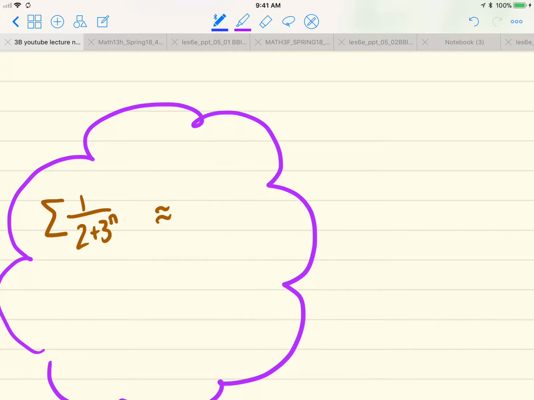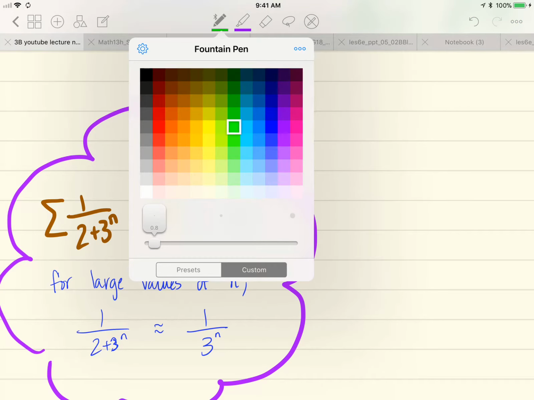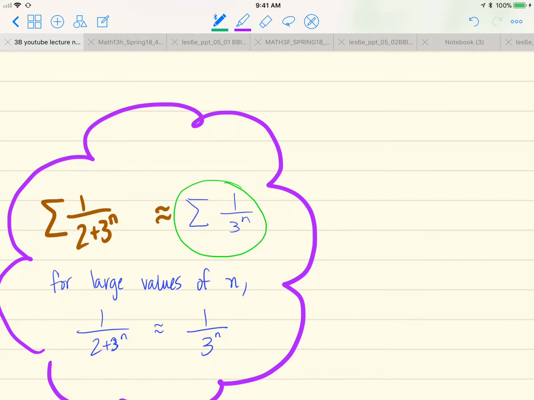A reasonable answer would be to say, oh, it looks a lot like 1 over 3 to the n, right? Because you could say for large values of n, 1 over 2 plus 3 to the n is going to be really close to 1 over 3 to the n, right? Because 2 is so small compared to 3 to the n, 3 to the n is going to dominate the behavior of our fraction. So this is really good because on the right-hand side here, what we have is, you got it, a geometric series.